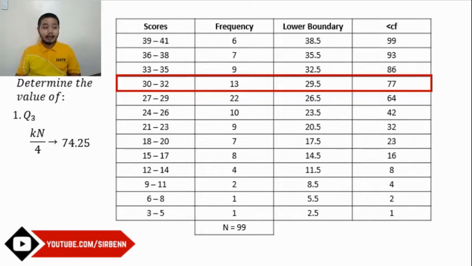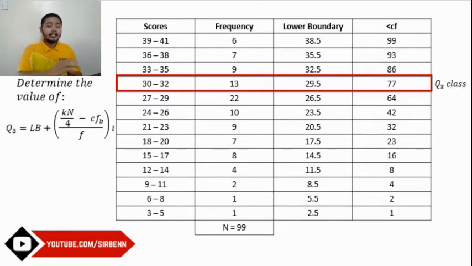So ito ngayon yung formula for us to identify the estimated value of the third quartile. Third quartile is equivalent to the lower boundary plus kn over 4 minus yung cumulative frequency less than below over the frequency times the interval. Isa-isayin natin sila para mas klaro. Lower boundary, kasi naka-highlight, yung lower boundary natin is 29.5. Yung kn over 4, ito yung sinolve natin kanina. Kung natatandaan nyo, that is 74.25. Kanina lang yun.